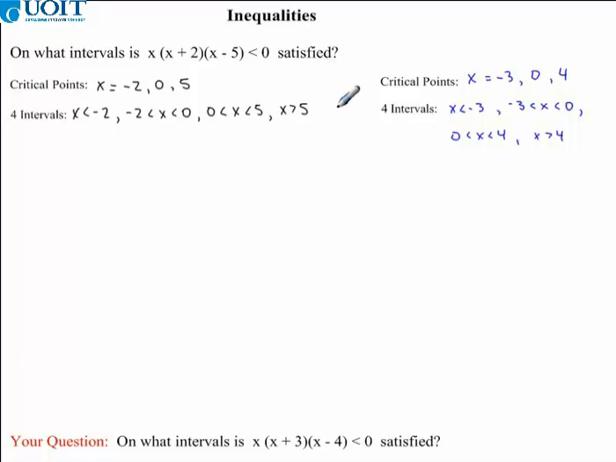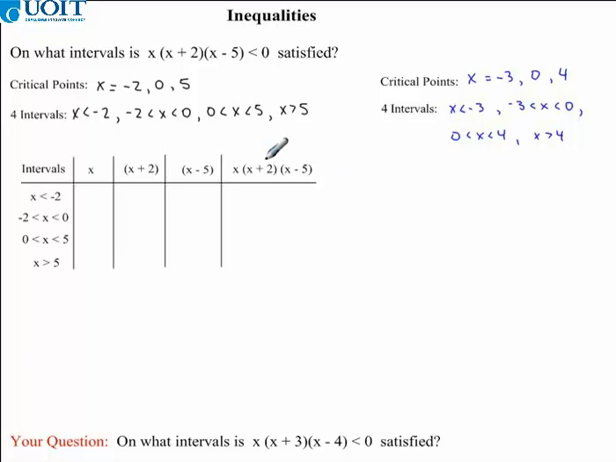Coming back to our question, now that we have found our 4 intervals, we're going to create a chart that will help us solve this question. In the first column, we have our 4 intervals listed. Along the top, we have the left-hand side of our original inequality, which is in factored form, and each one of the terms being multiplied. So we have x, x plus 2, and x minus 5. Let's begin to fill out our chart.